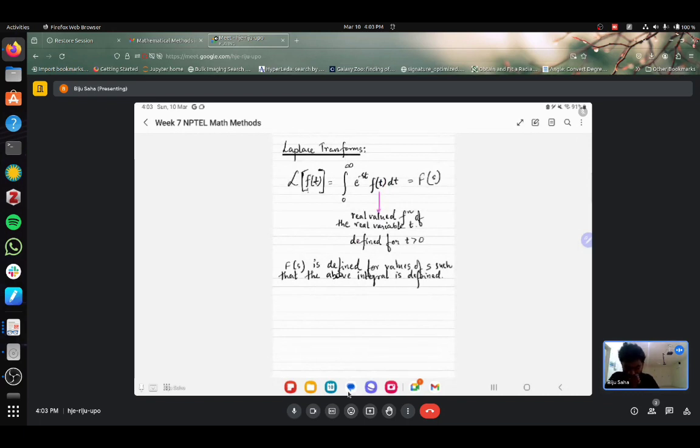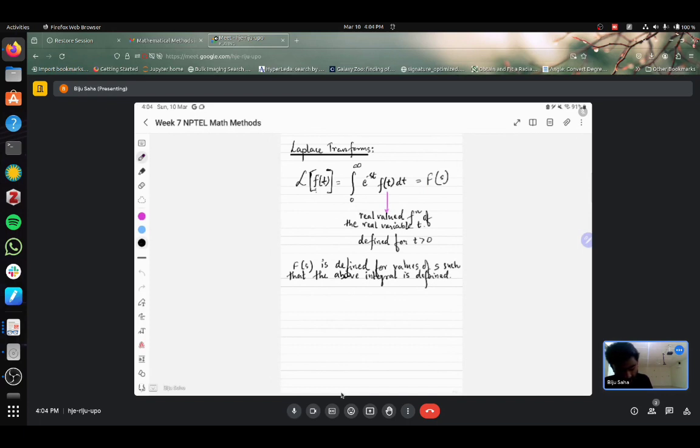The first concept that I will be discussing is the Laplace transform. This was mainly the content of the previous week's session. The Laplace transform is basically given by this particular integral. The Laplace transform of a function f(t) is given as the integral of e to the power minus st times f(t) dt. So that is what the Laplace transform is.